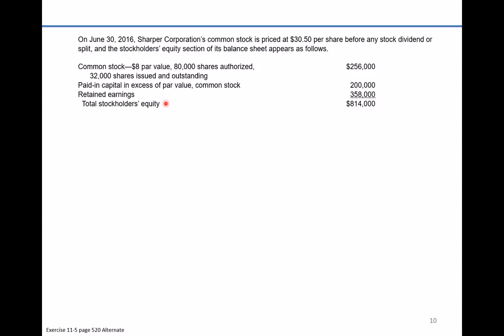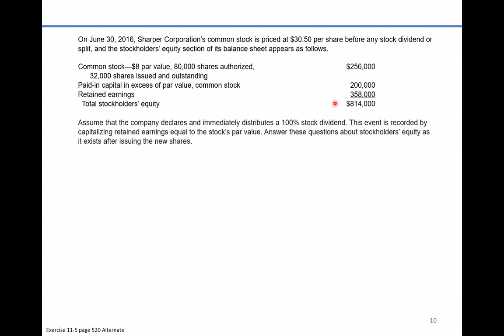Okay? The paid-in capital in excess of par of common stock is $200,000. So for those 32,000 shares of stock that were issued, the buyers paid more than $8 per share. The additional amount they paid totaled $200,000, and that's credited in the paid-in capital account. The company has retained earnings of $358,000, and so these three components together make up the current stockholder equity of the company of $814,000. So it says, assume that the company declares and immediately distributes a 100% stock dividend.